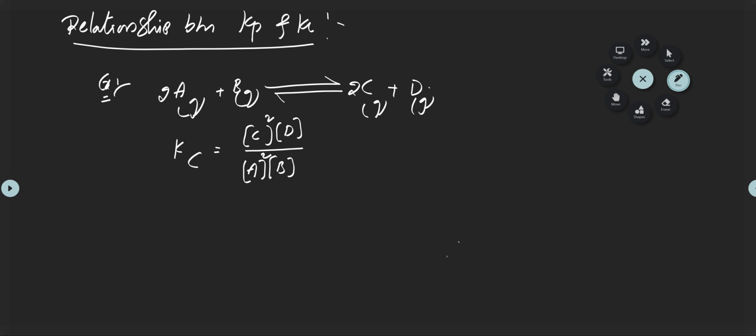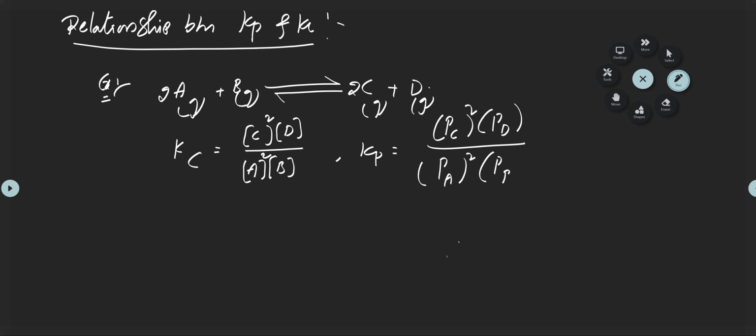Now Kp is equal to pressure of C square, pressure of D by pressure of A square, pressure of B. Now I have given partial pressure of C, partial pressure of D, partial pressure of A and partial pressure of B in Kp. So what is the meaning of partial pressure?